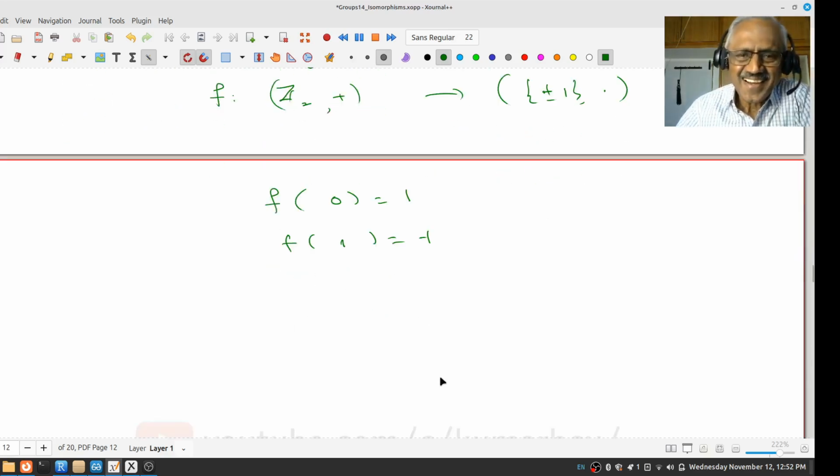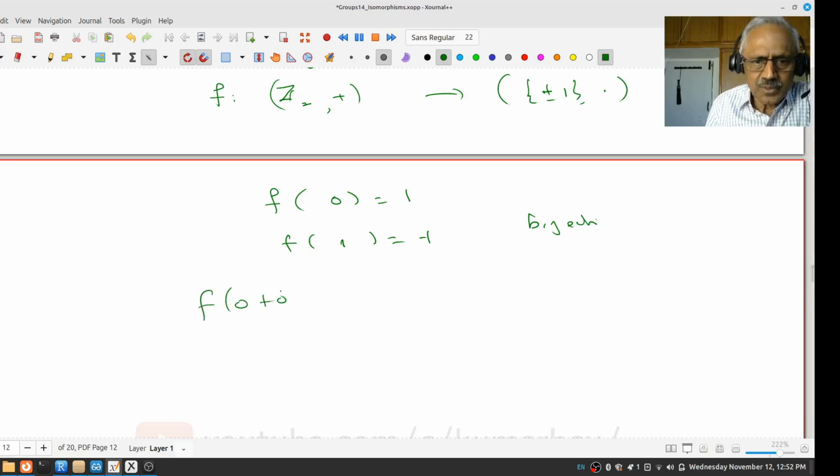Yeah. Now, this is the bijection clearly, right? Now, what happens? I have to take any two elements. Let us say 0, 0, f of 0 plus 0. This is f of 0. Okay. I have to check whether it is f of 0 plus f of 0. But f of 0 is 1.